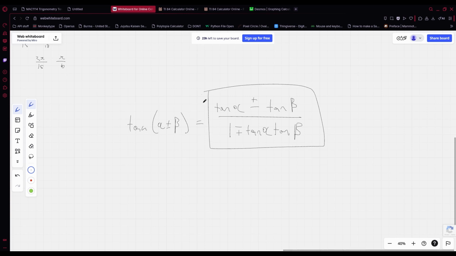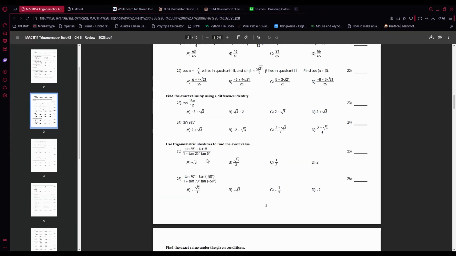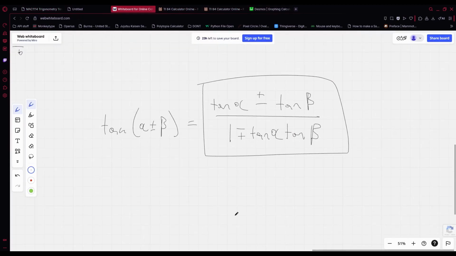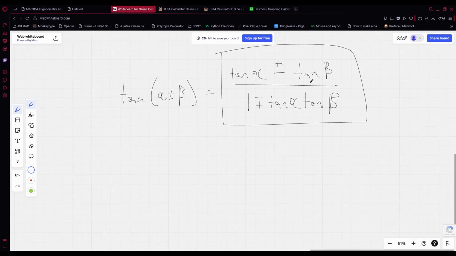I am pretty sure this is the formula, because it looks an awful lot like this one. So you're just going to have to remember that. There's no better way. Try to make fun mnemonics out of it if you can, but it is difficult. But once you know this, it's tangent alpha plus or minus tangent beta over 1 minus or plus tangent alpha, tangent beta.